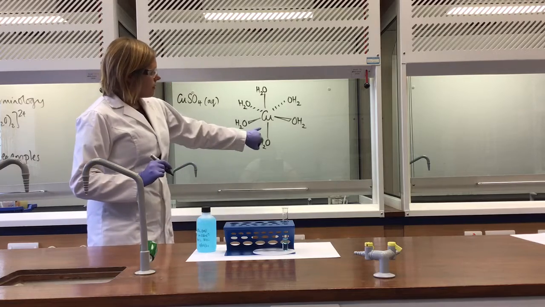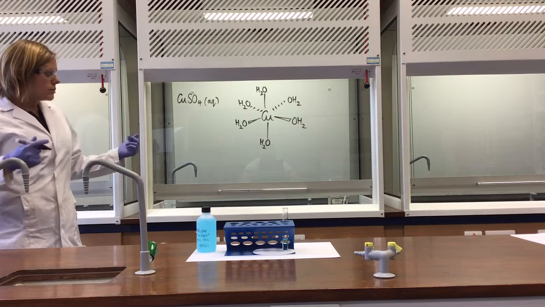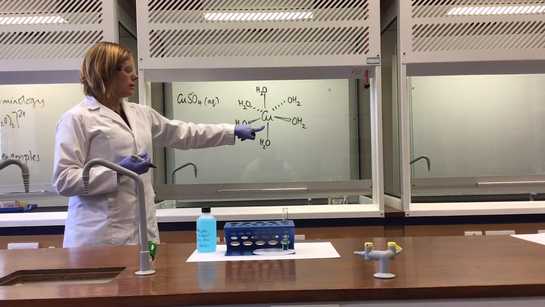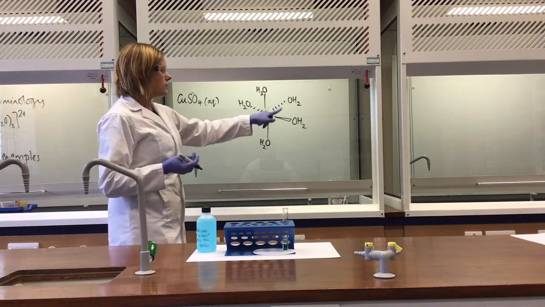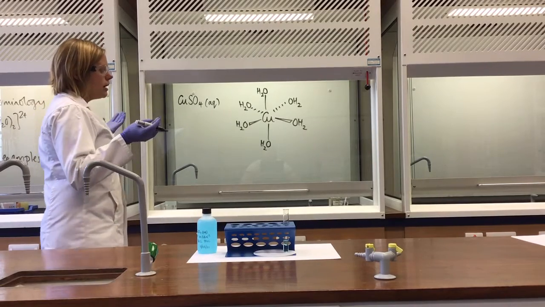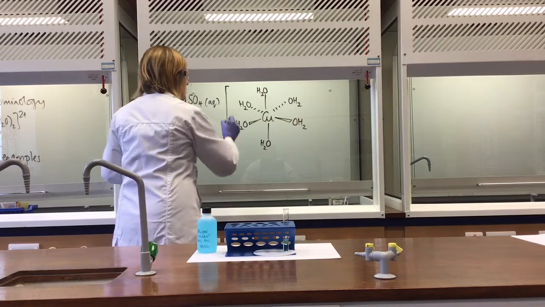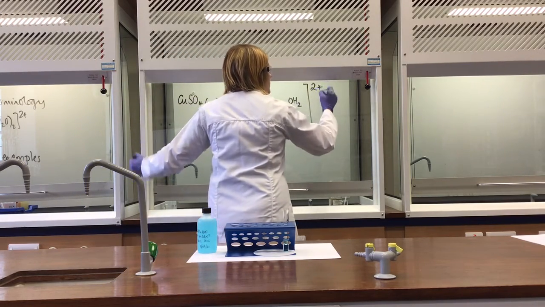Now these bonds here are formed when the lone pair of electrons on the oxygen atom donates both of those electrons and forms this bond here. This bond here, therefore, is a dative covalent bond. So each of these bonds are dative covalent bonds, and the copper(II) ion in the centre is attached to 6 of those in this case. This complex has an overall charge of 2+.